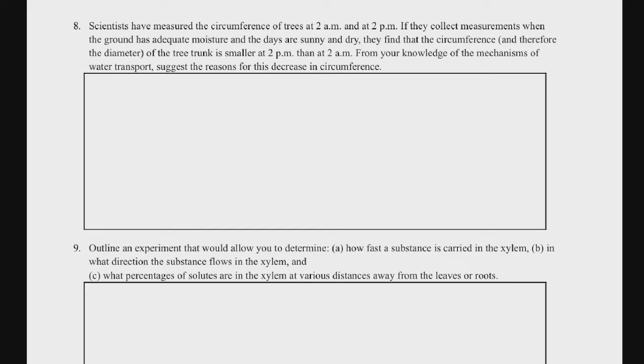So there are two questions that are labeled 8. So this is 8 number 2. Sorry about that, guys.